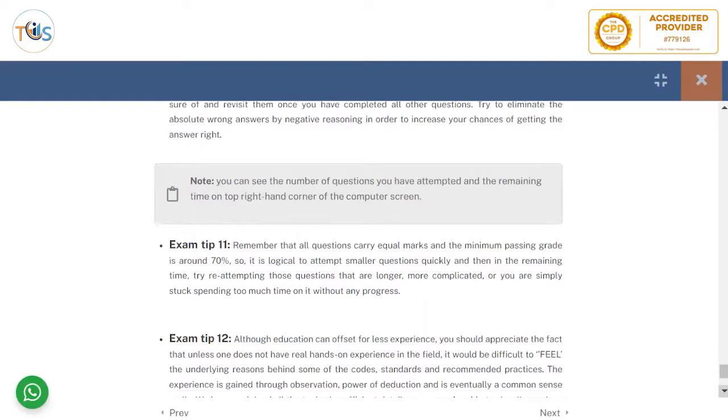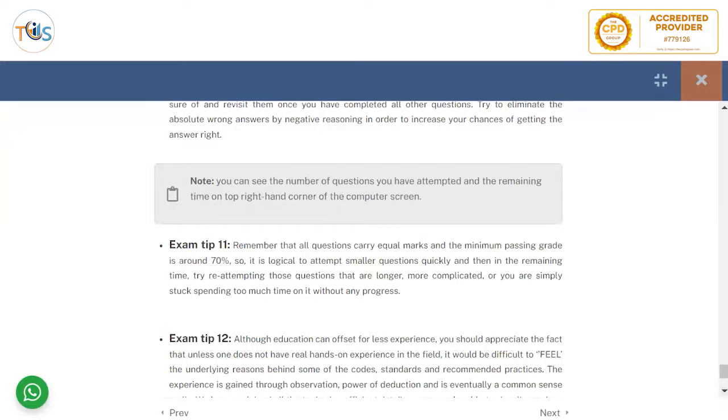Remember that all the questions carry equal marks and the minimum passing grade is around 70%, so it's logical to attempt smaller questions quickly and then in the remaining time try reattempting those questions that are longer, more complicated, or you are simply stuck on, spending too much time without any progress.